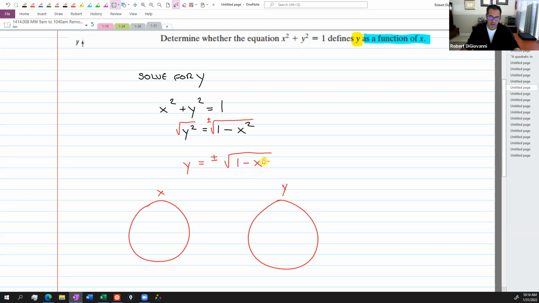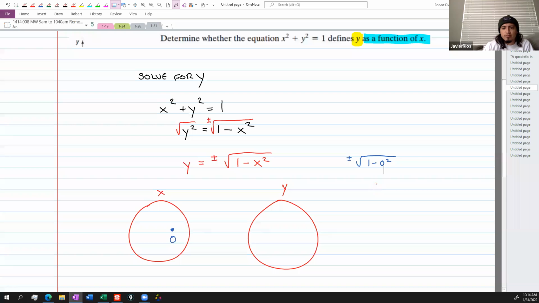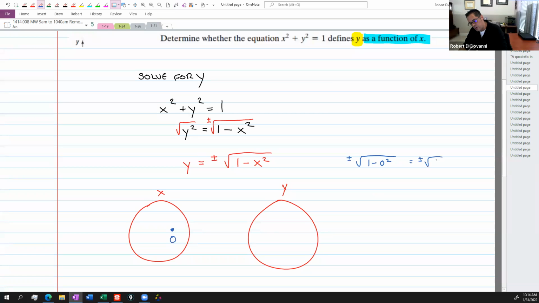Just kill this off, okay, so it'll just be x. Like what? Put 0 in there, right? Put 0 in for x. What would happen if you plug in 0 for x here? It would become plus or minus the square root of 1 minus 0 squared, right? And then that would just give you plus or minus the square root of 1, which is going to give you plus or minus 1, right? Which means you have 2 outputs.